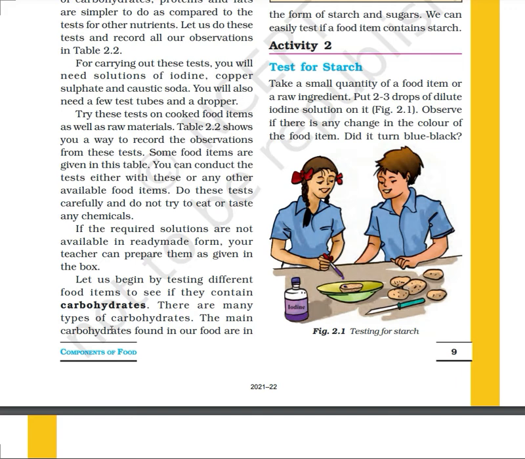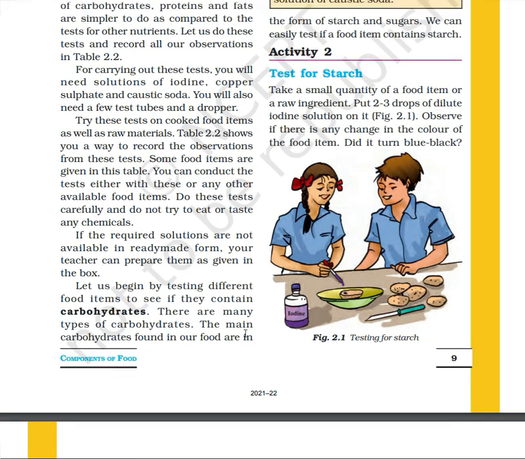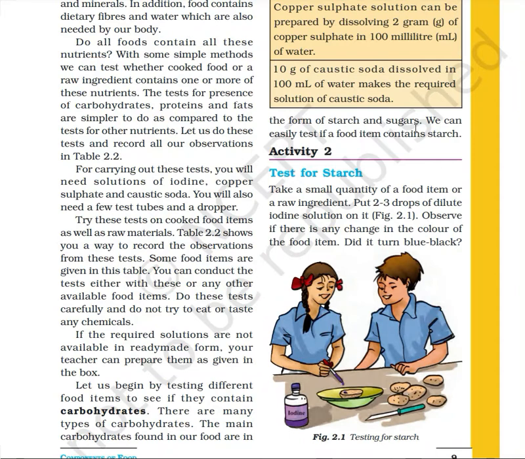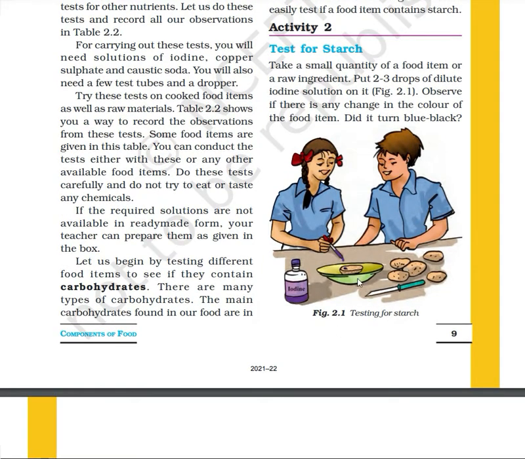Let us begin by testing different food items to see if they contain carbohydrates. There are many types of carbohydrates. The main carbohydrates found in a food are in the form of starch and sugars. We can easily test if a food item contains starch. The potato is commonly known for its carbohydrates and energy. I also like potatoes because they are very energetic and tasty.